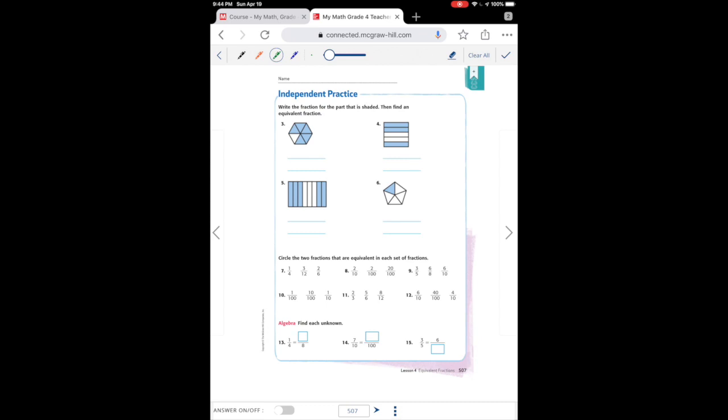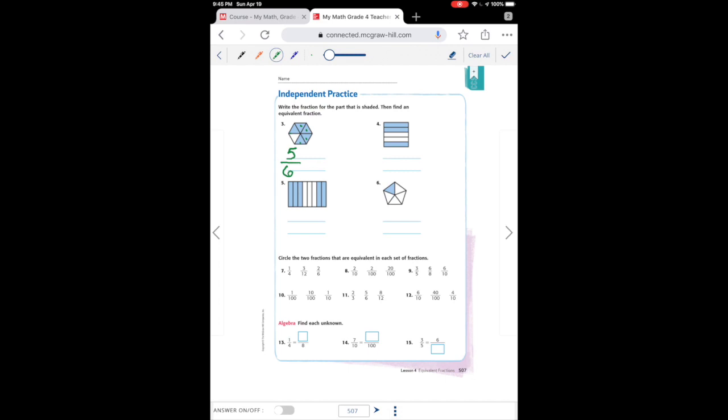All right, so independent practice. Write the fraction for the part that is shaded, then find an equivalent fraction. That's exactly what we just did for the guided practice. First I need to write the fraction for the part that is shaded. The part that is shaded is my numerator. For number 3, there are 1, 2, 3, 4, 5 pieces shaded, and there are 6 pieces total, which is my denominator.